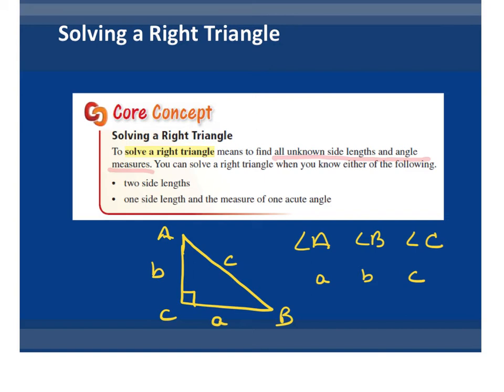Generally, you're either going to know 2 side lengths or 1 side length and 1 acute angle measure. So they're going to give you 2 of these 6. You need to find the other 4. So let's try it.